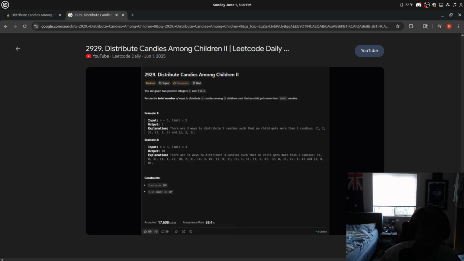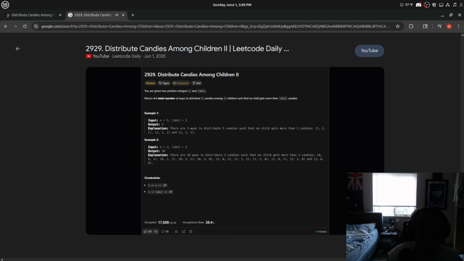So here's the deal. We're given a certain number of candies, let's call it n, and a limit. We need to distribute these n candies among exactly 3 children. The main rule? No child can get more than limit candies. They can get 0, that's fine, but not more than the limit. Our goal is to count all the different ways this can be done. For example, if one child gets 2, another gets 1, and the third gets 2, that's one way.